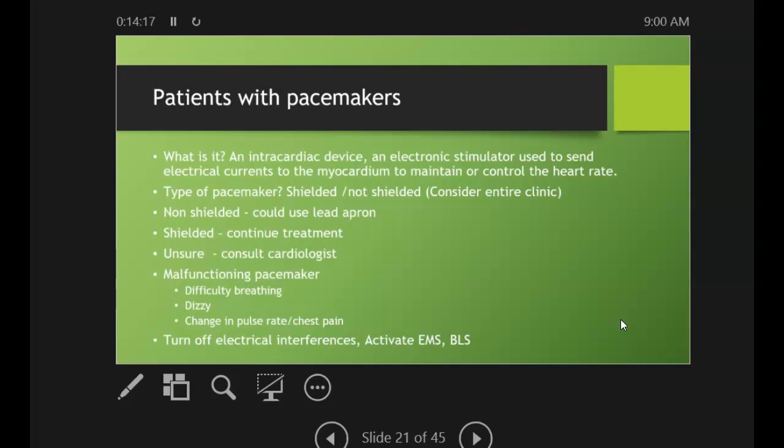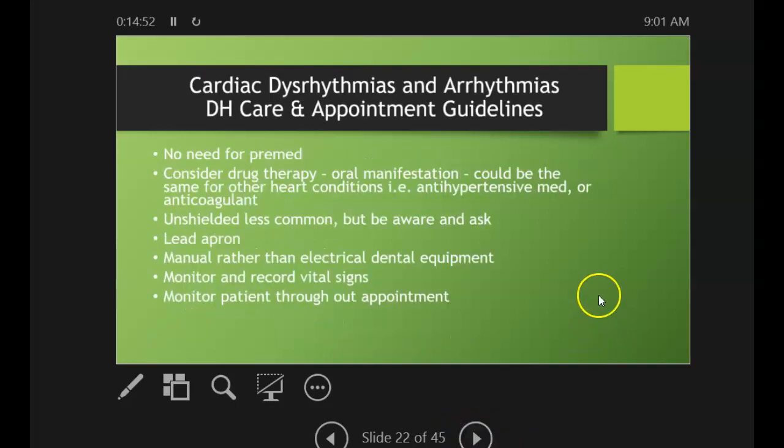For non-shielded, you could use a lead apron. For shielded, you can continue treatment as normal, and if you're unsure, you can consult the cardiologist. Many pacemakers are shielded nowadays, so that's not as common, but it still should be considered. With malfunctioning pacemakers, patients could have difficulty breathing, feel dizzy, have a change in their pulse rate, or have chest pain. Turn off electrical interferences, activate EMS, and begin CPR or basic life support.